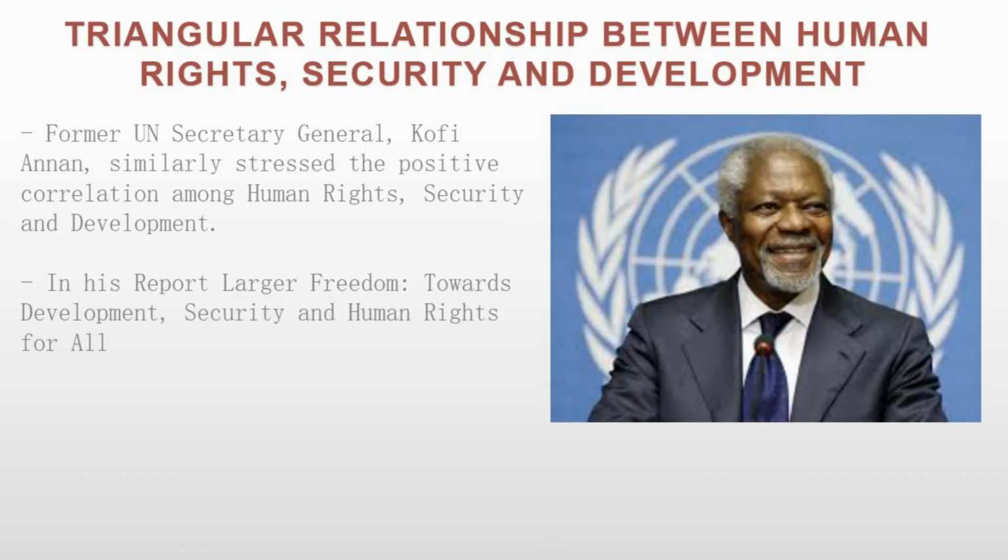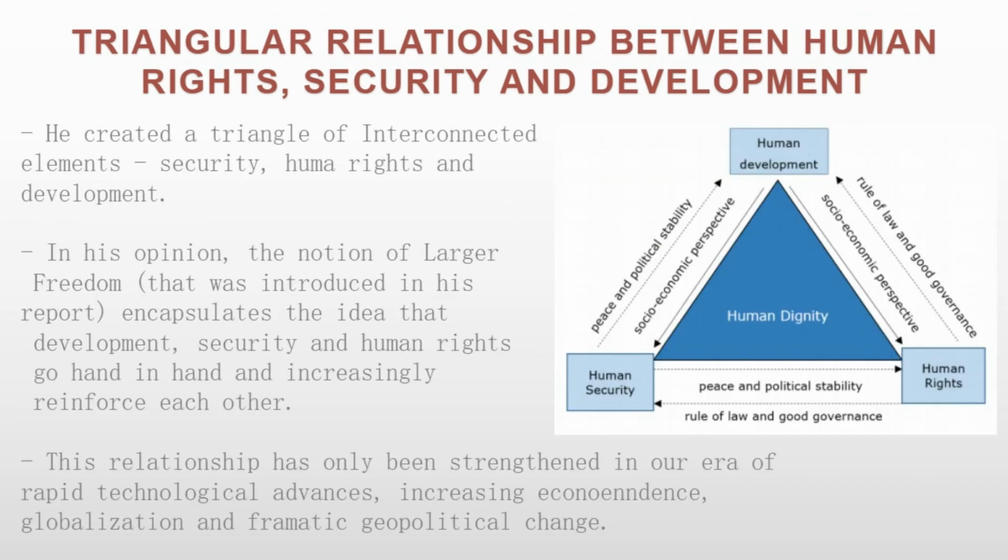Triangular relationship between human security, human rights, and development. Former United Nations Secretary General Kofi Annan similarly stressed the positive correlation among human rights, security, and development. In his report regarding the larger freedom towards development, security, and human rights for all, he created the triangle of interconnected elements which include security, human rights, and development. In his opinion, the notion of larger freedom that was introduced in his report encapsulates the idea that development, security, and human rights go hand in hand and increasingly reinforce each other. This relationship has only been strengthened in our era of rapid technological advances, increasing coincidence, globalization, and dramatic geopolitical changes.